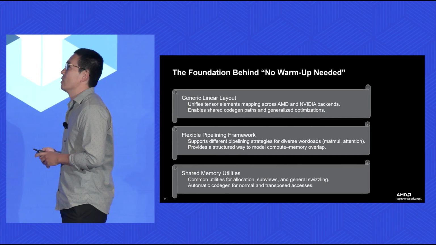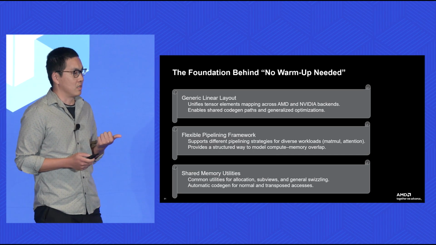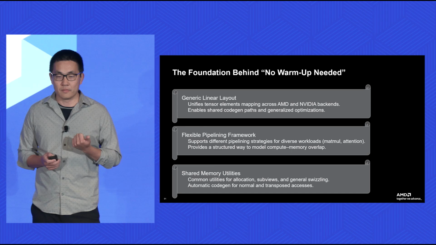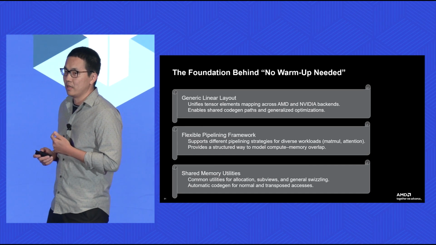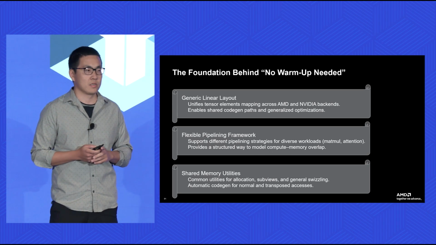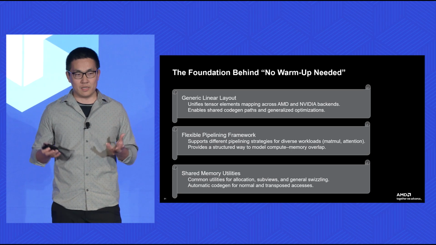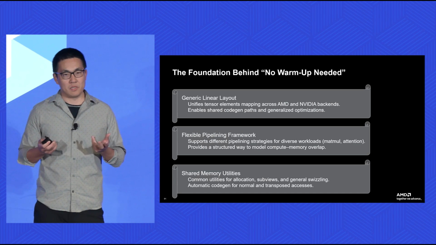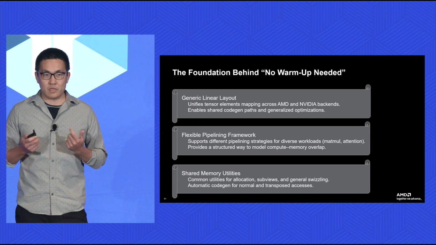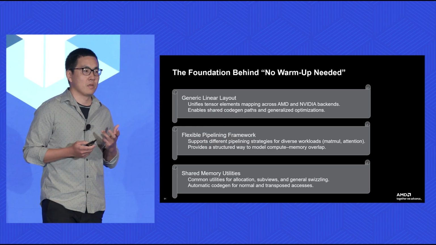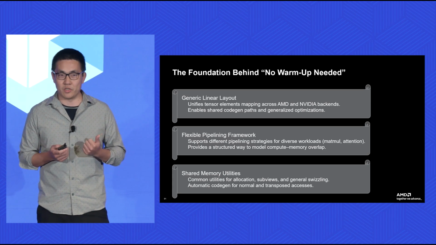Okay, so the foundation has three key components. The first is a generalized linear layout system. The second is a flexible pipelining framework. Third is a set of shared memory utilities. The generic linear layout system unifies how tensor elements are mapped across AMD and NVIDIA backends. That means for new GPU architectures, it can just reuse the same layout logic with minimal backend-specific changes.